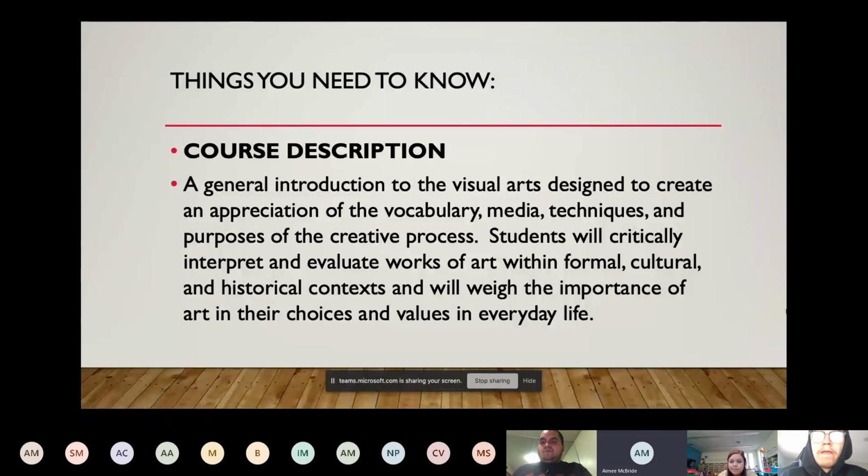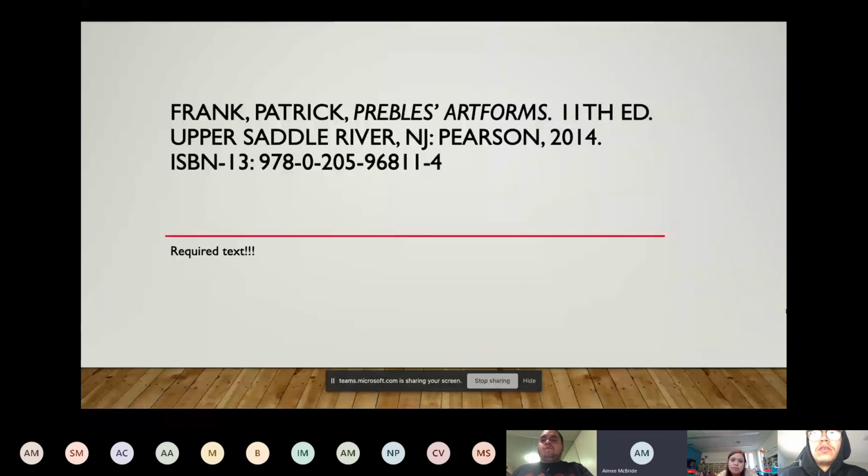So yeah, art appreciation is just a general introduction into art. That's the short and sweet answer there. You guys do have one textbook for this class, and that is the Preble's Art Forms 11th edition. There is a 12th edition. It doesn't really differ too much from the 11th edition. It just has a couple of little extra things. So if you accidentally get the 12th one, it's no big deal.